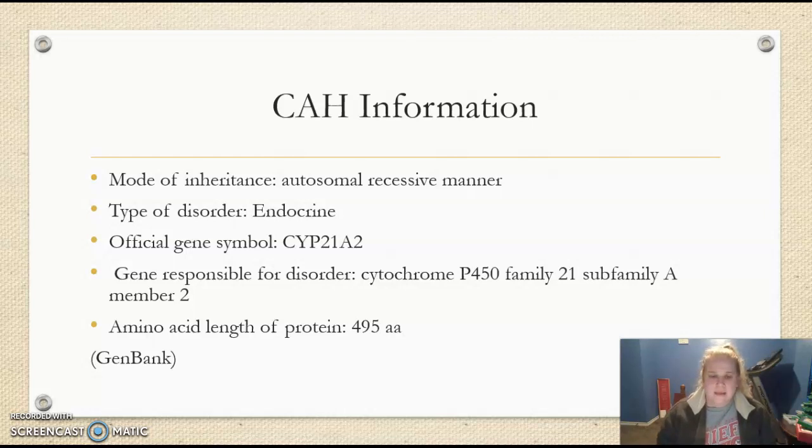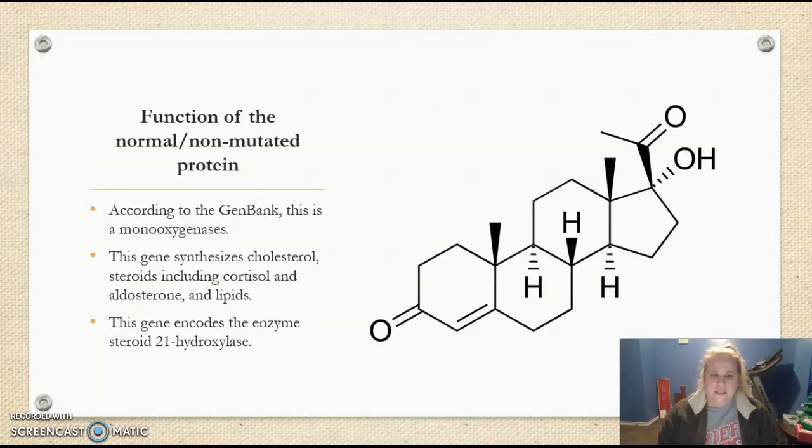CYP21A2, and the gene responsible for the disorder is cytochrome P450, family 21, subfamily A, member 2. The amino acid length of the protein is 495 AA. The function of the normal protein, which again, this information is from the GeneBank, is a monooxygenase. This gene synthesizes cholesterol, steroids, including cortisol and aldosterone, and lipids. The gene encodes the enzyme steroid 21 hydroxylase.